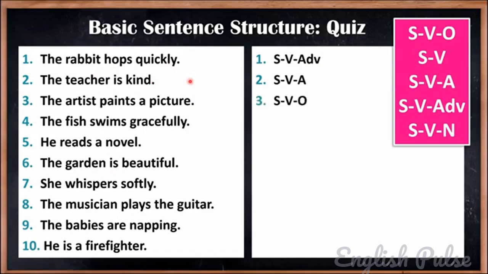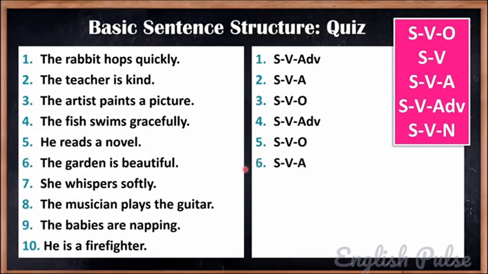Number 3 follows the subject, verb, object pattern. The artist is the subject, the verb is paint, and a picture is the object that receives the action. Number 4 is subject, verb, adverb. The fish is the subject, swims is the verb, gracefully is the adverb. Number 5 follows the subject, verb, object pattern. He is the subject, reads is the verb, a novel is the object receiving the action of reading.